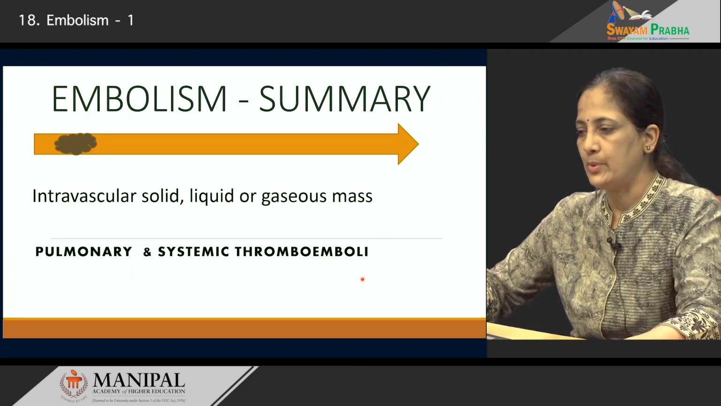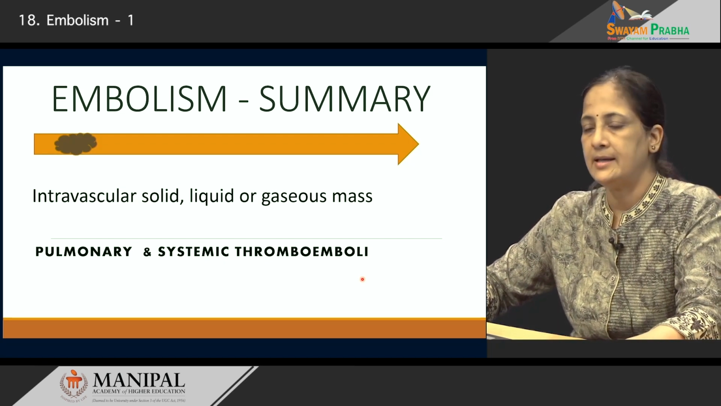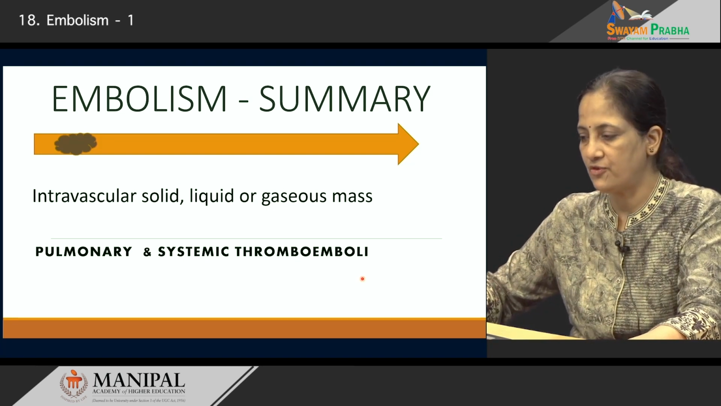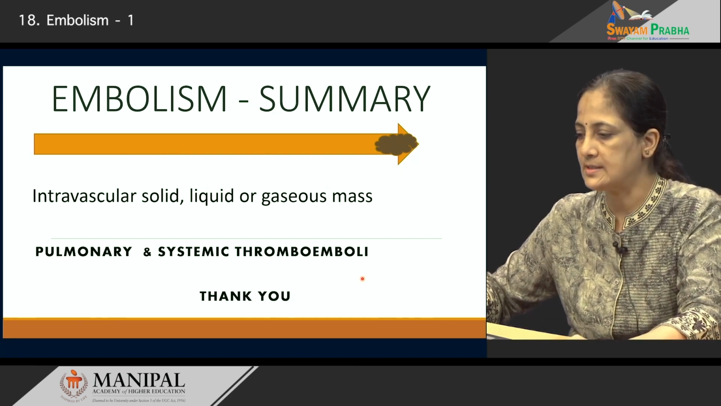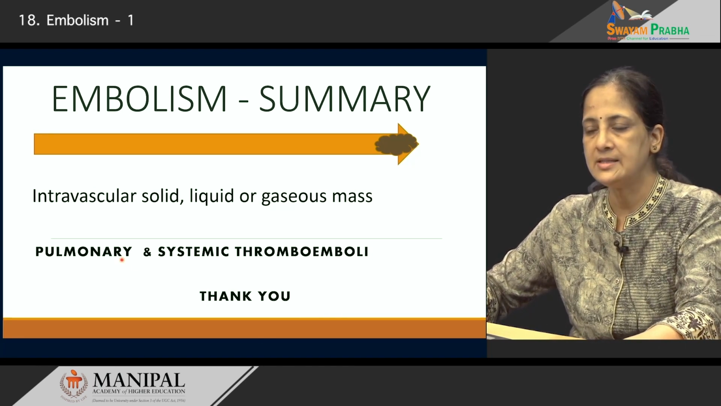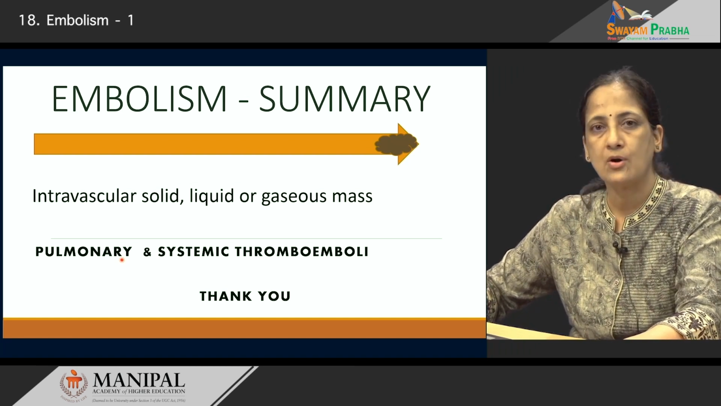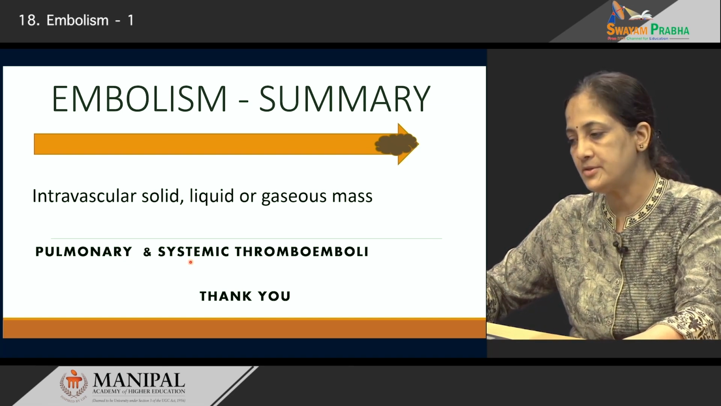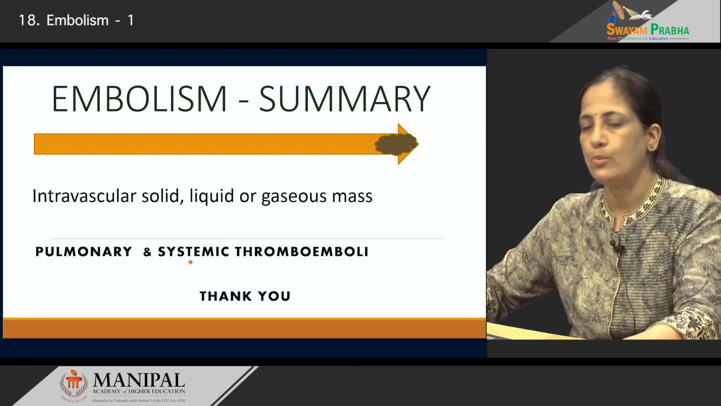So, in today's class, we have gone through the features of embolism. We defined it as an intravascular solid, liquid or gaseous mass which moves from its point of origin to a distal site where it occludes the blood vessel. If an embolus is derived from the venous side of the circulation and ends up in the pulmonary bed, it is called a pulmonary embolism. If it arises from the heart or the arteries, then it results in a systemic thromboembolism. With this, we end this class.